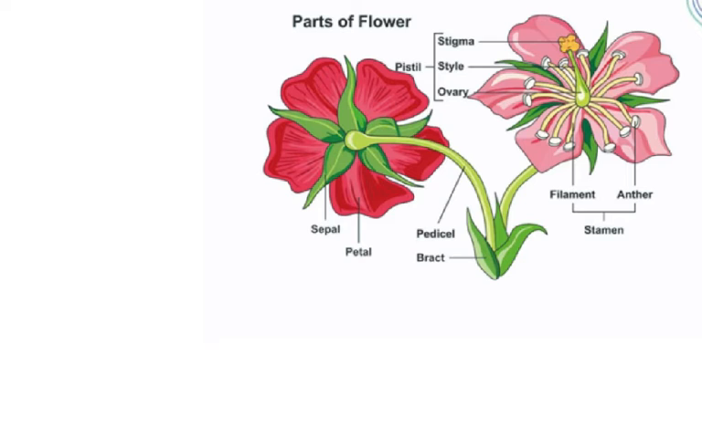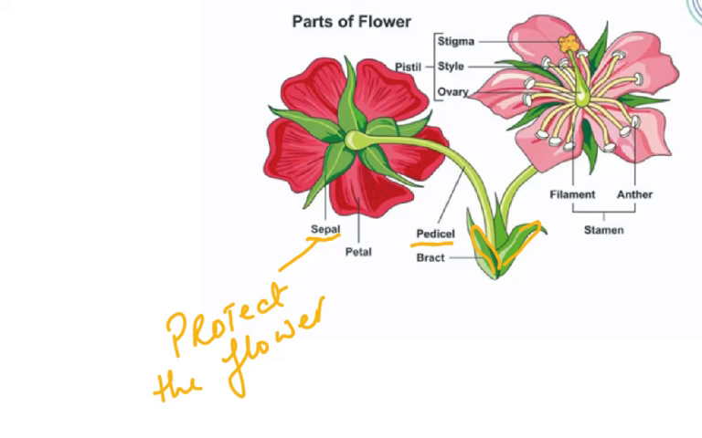Now let's look at the main parts of a flower. What you have to understand is the pedicel, which is the stem which holds the flower. Sometimes they have these bracts found here, but we don't have to know this. Then the sepals, which are the green parts of the flower, and they protect the flower in the bud stage. This would be the sepals. When the flower is closed and in the bud stage, the sepals are protecting it.